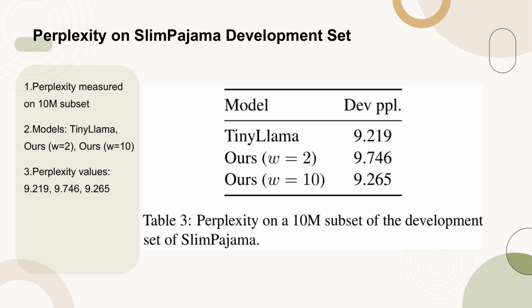The models evaluated include Tiny Llama, our model with a window size of 2, W equals 2, and our model with a window size of 10, W equals 10. The perplexity values for these models are 9.219, 9.746, and 9.265 respectively, indicating the performance of each model in predicting the next token in the sequence.